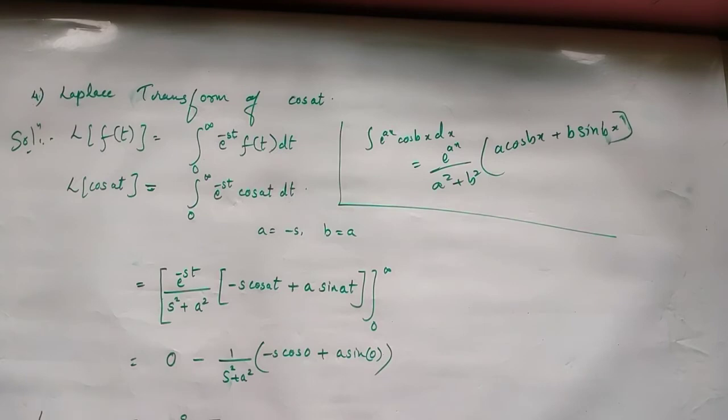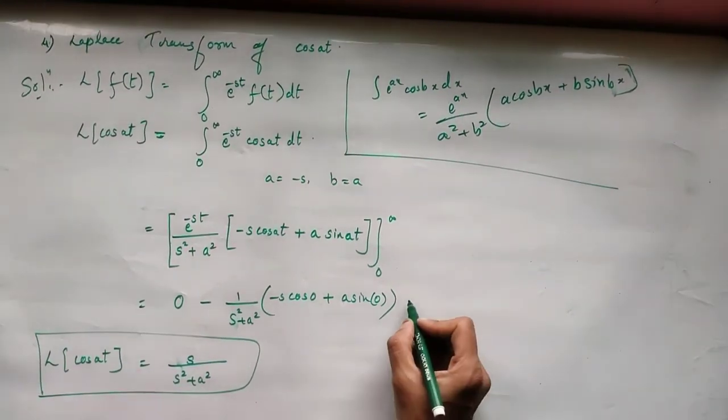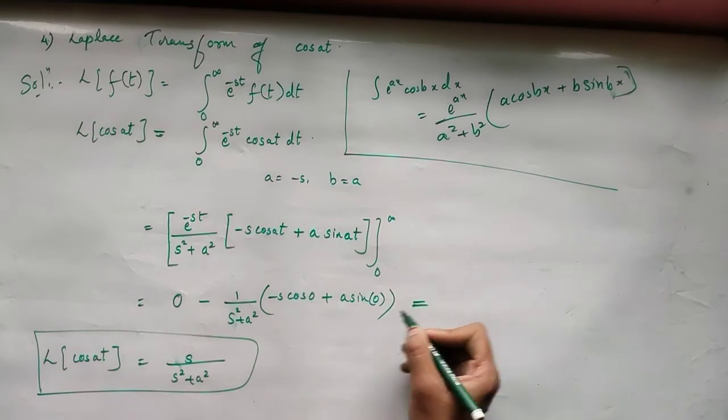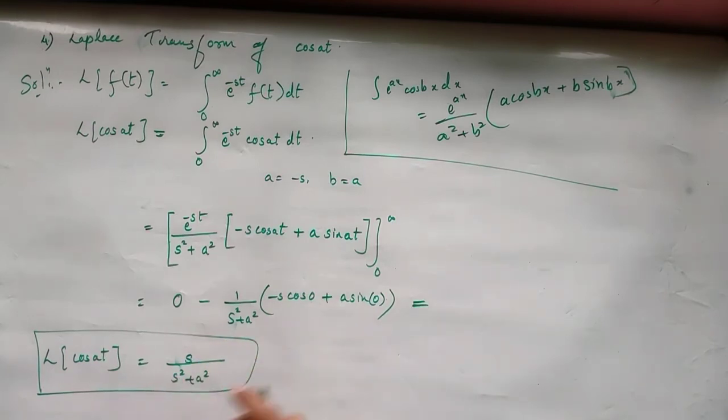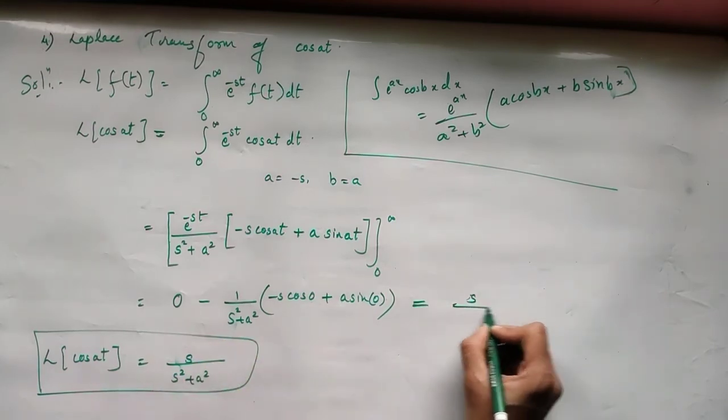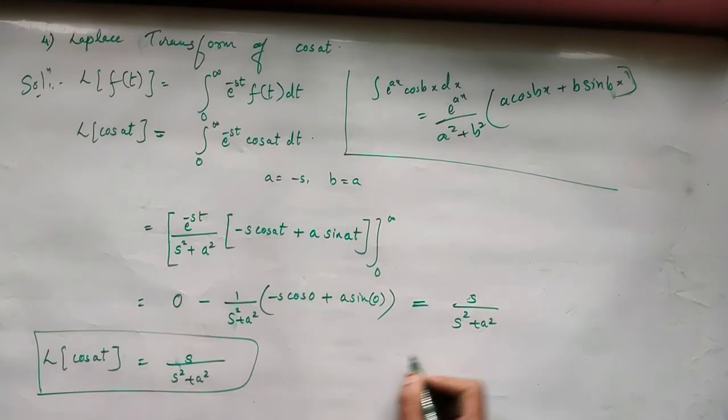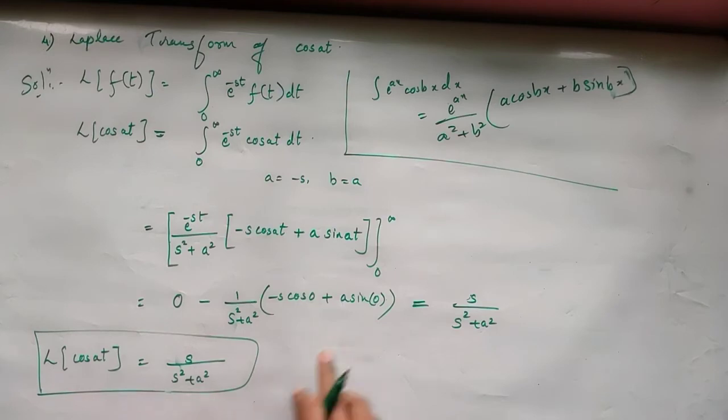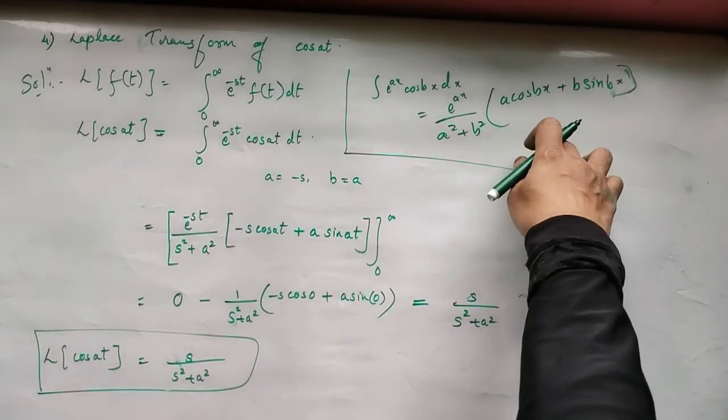This is the Laplace transform of cos at, not hyperbolic, cos at. So the Laplace transform of cos at is s divided by s square plus a square. And how do we work for it? We simply use this formula. You need to remember this formula.